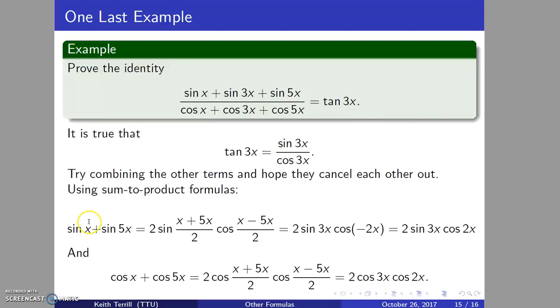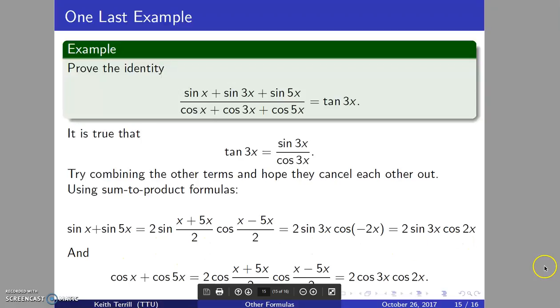So, sine of x plus sine of 5x. That comes out after using the sum to product formulas, 2 cosine 3x times the cosine of negative 2x, which is just positive, right? Cosine's an even function. So I've got 2 sine 3x cosine 2x. Well, it's certainly not 0, right? This didn't just disappear. But, undaunted, we'll keep going.